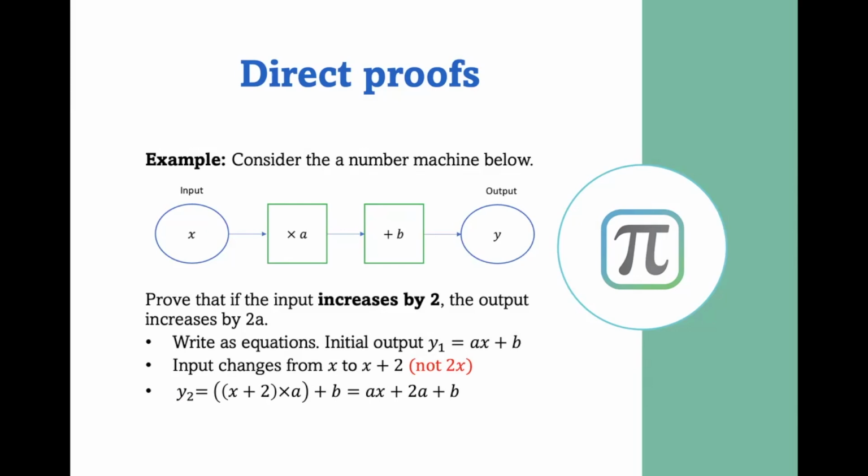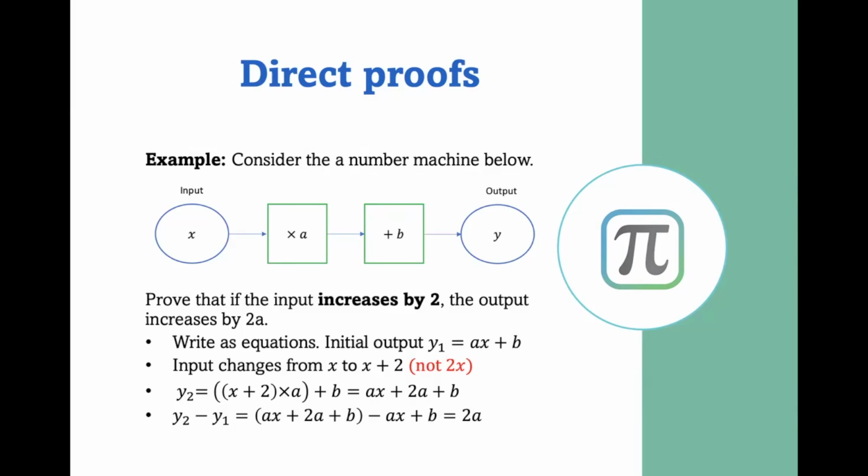And then we want to show how the output has increased, so we can calculate the difference. So y2 subtract y1, and this gives us 2a. And thus we have proved that the increase in output is 2a.